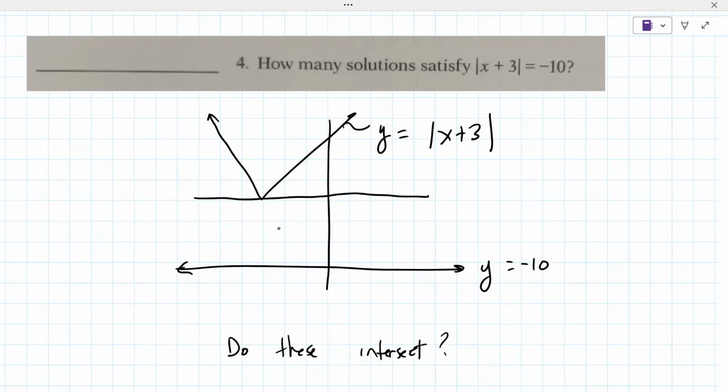You said the X was the line going down. The V is absolute value of x plus 3. Y equals -10 is this line here. Do they ever intersect? No, they don't. These have zero solutions. Solutions refers to intersections.